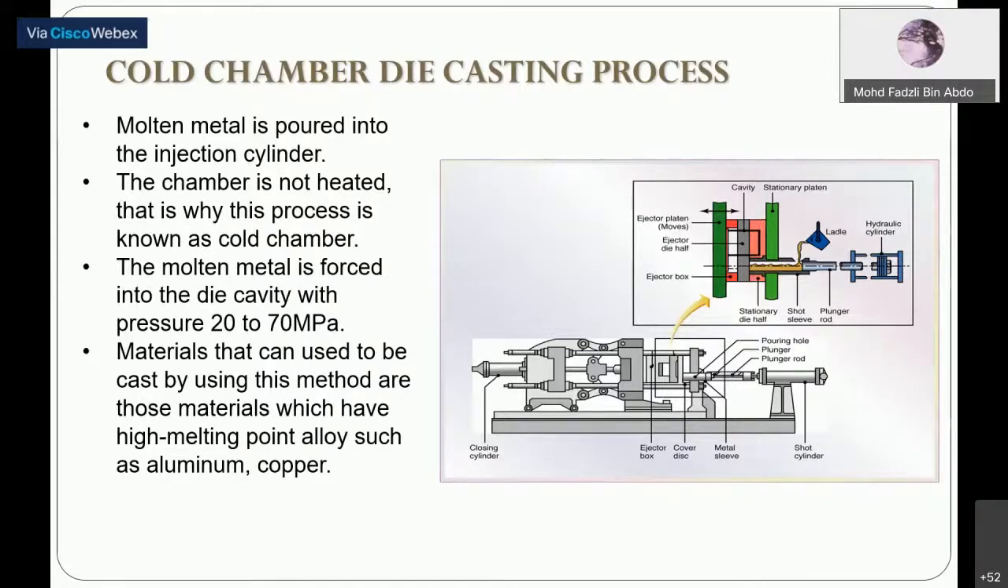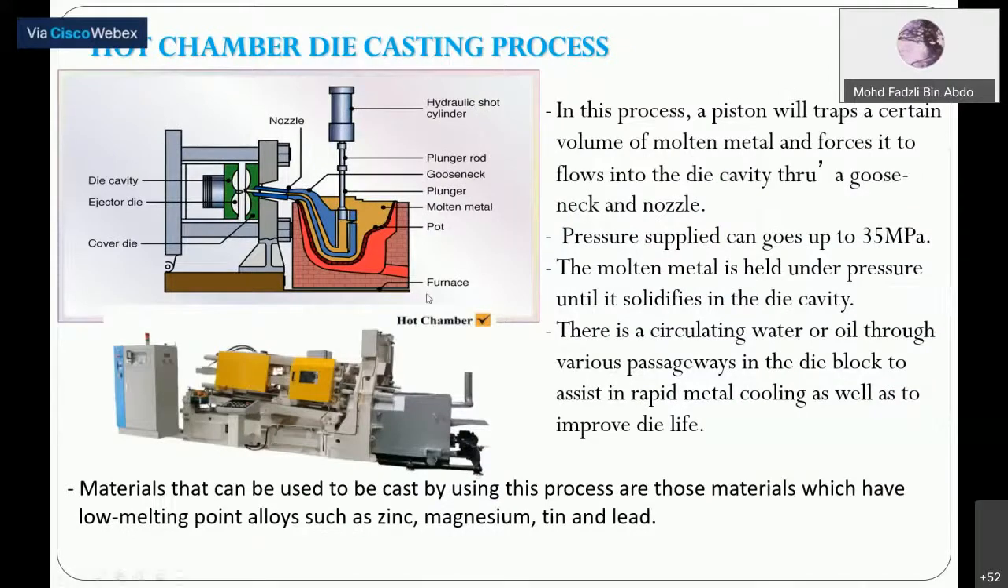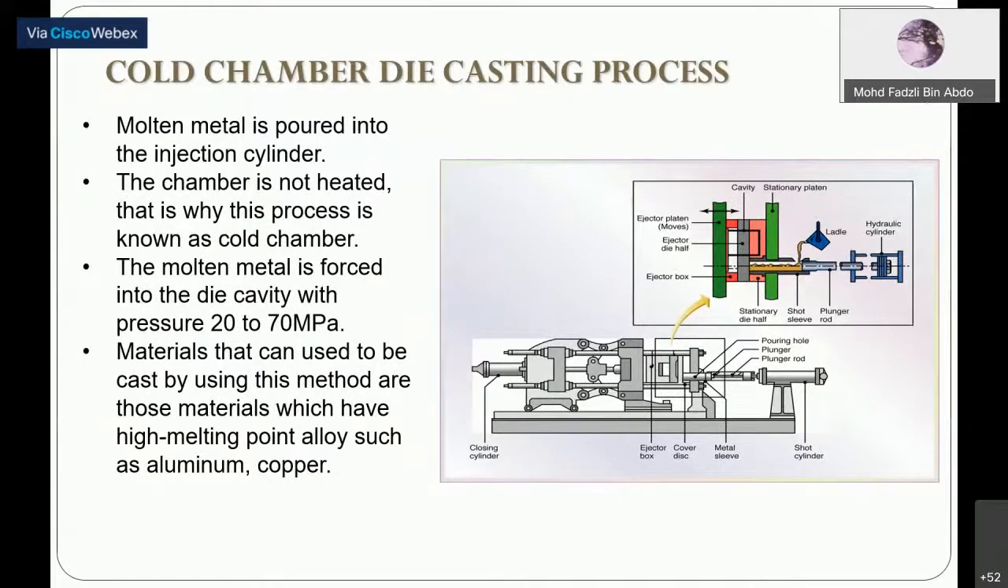Dia berbeza dengan hot casting tadi. Hot casting tadi kita boleh heat dalam chamber ni itself, sebab molten metal ni adalah low melting point. Maksudnya furnace ni pun ada certain temperature, jadi kita tak boleh guna hot chamber untuk alloy yang high temperature. That's why kalau high melting point punya metal kita menggunakan cold chamber die process.